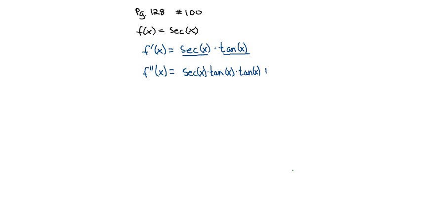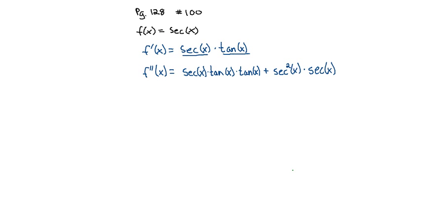Then plus the derivative of the second, so the derivative of tangent x, which hopefully you also remember is secant squared x, times the first, which is again secant x. We have a lot of repetition in this one. Make sure you keep it all straight.